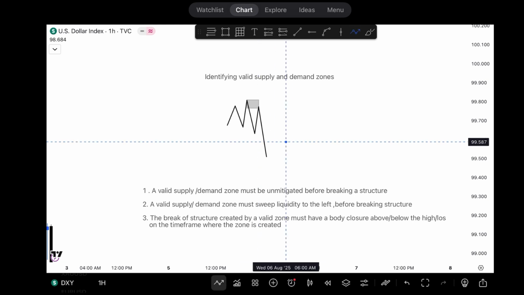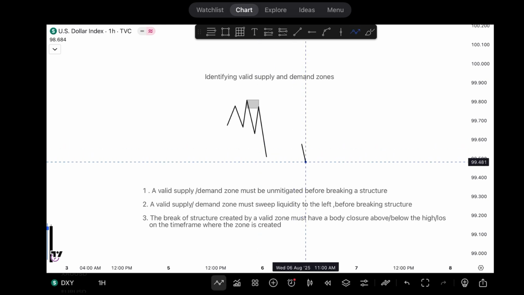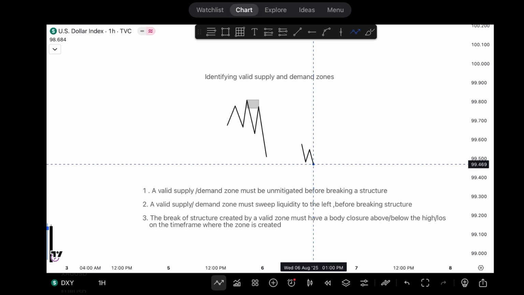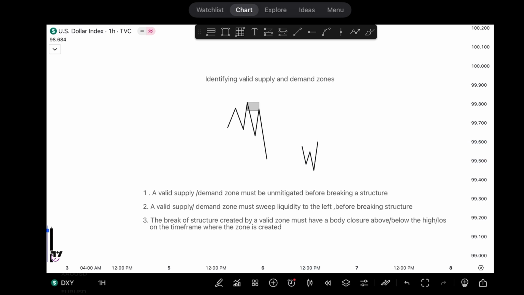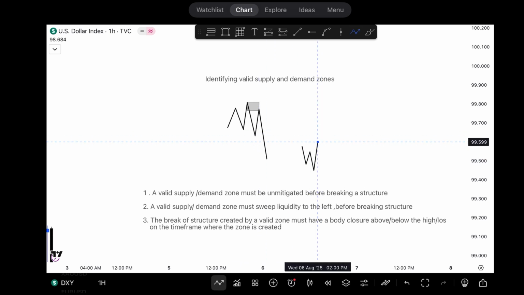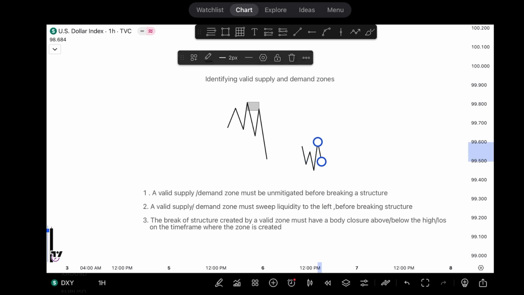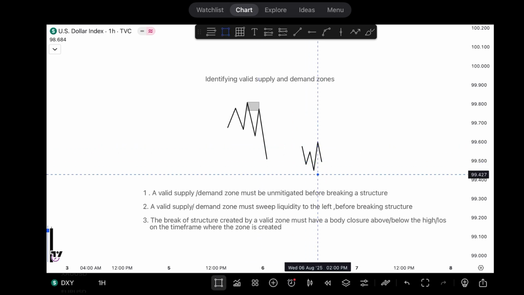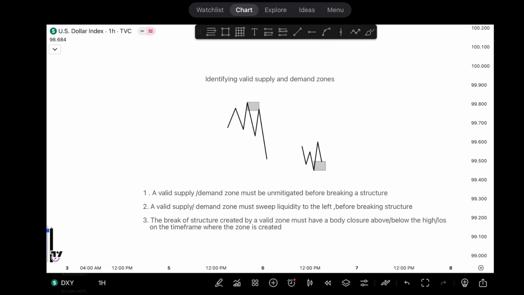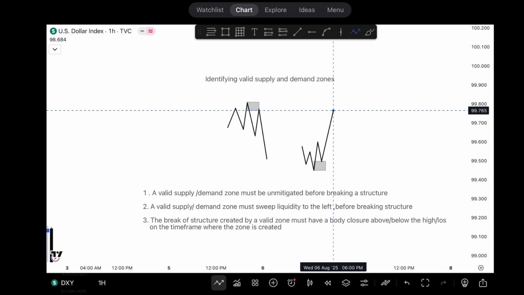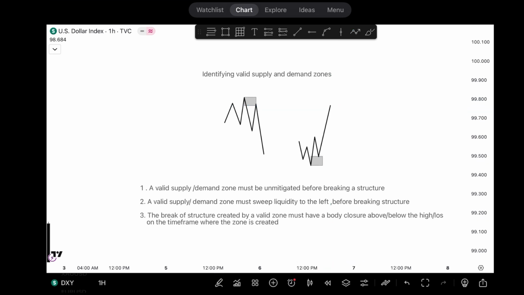And the opposite for a demand zone, let's assume price is giving us lower highs and lower lows. When price comes down to this zone, this place can be regarded as a demand zone. And what are we expecting? A rapid push to the upside. That is what supply and demand zones are.